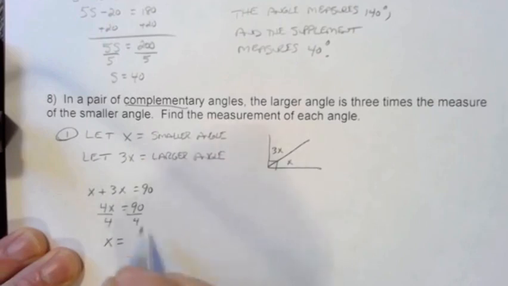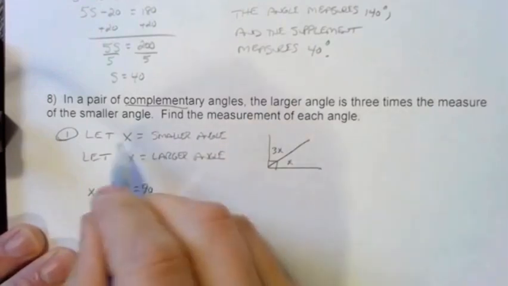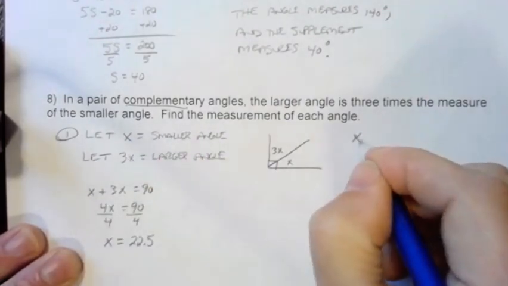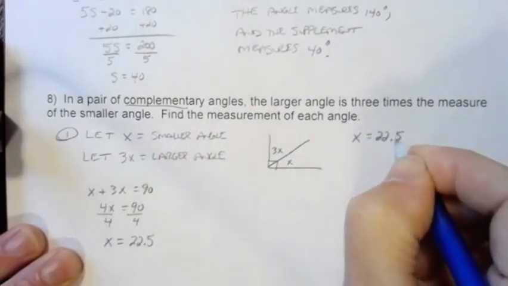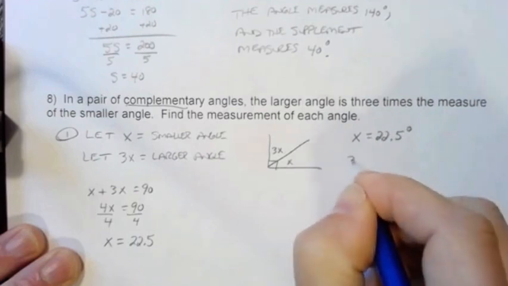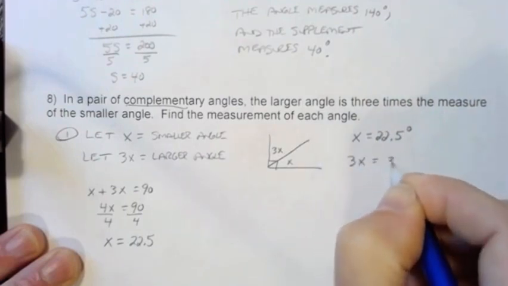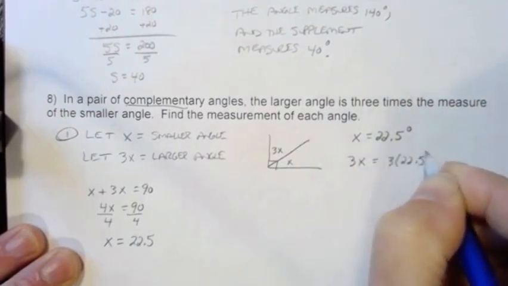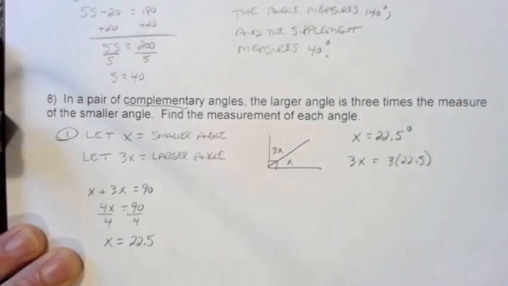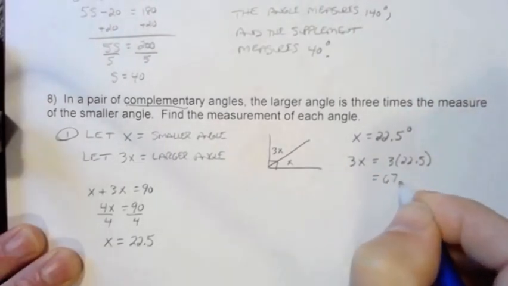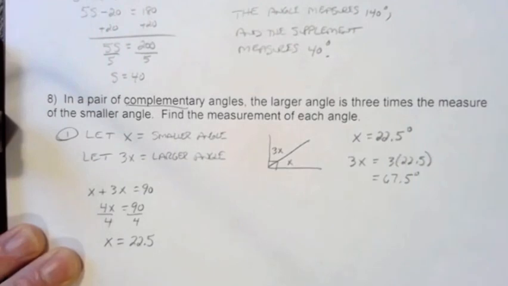90 divided by 4 is 22 and a half. So my smaller angle, which is x, is 22 and a half degrees. My larger angle, 3x, is going to become 3 times 22 and a half. And if I multiply 22 and a half by 3, then I get 67 and a half degrees.